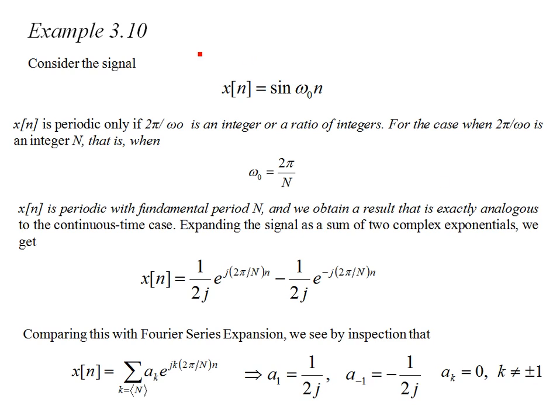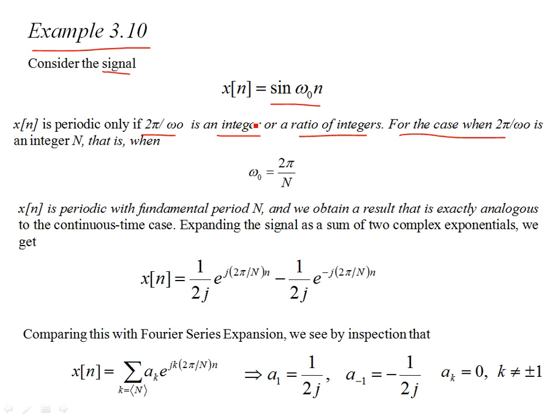As an example, this is from your course text, example 3.10, which illustrates this idea. Consider a discrete version of sin(ω₀t), that is sin(ω₀n). x[n] is periodic if 2π/ω₀ is an integer or a ratio of two integers. You know that. So if ω₀/2π is a ratio of two integers, the sequence is periodic, otherwise it's not. For example, sin(3n) is not periodic, but sin(3πn) is periodic.